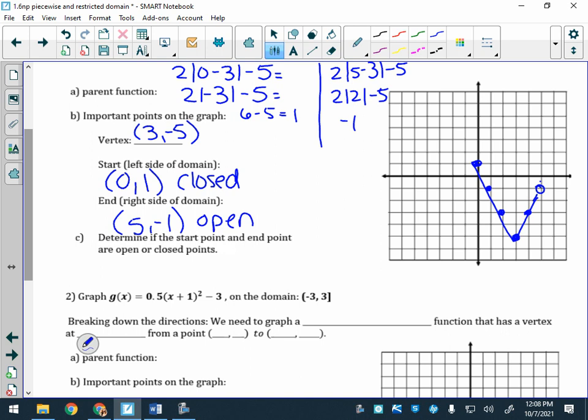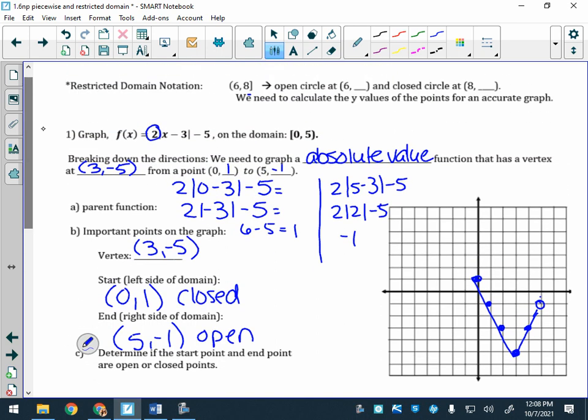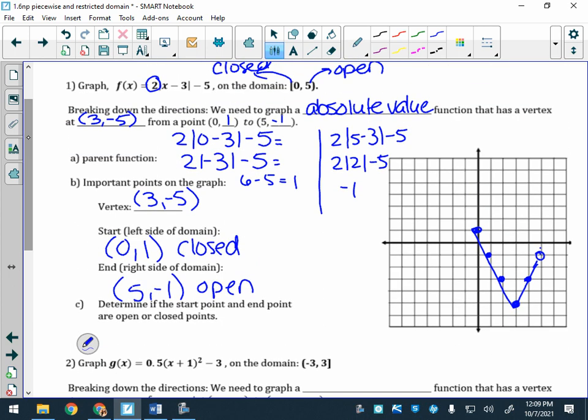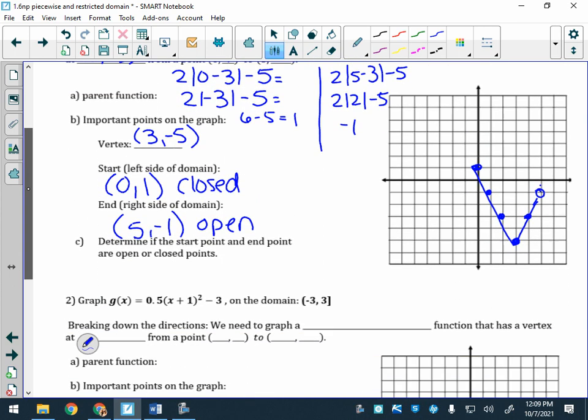Because there's a parenthesis around 5. Okay, so this is what closed and open. Okay, and for absolute value, you could use that a value as a slope or plug in x values that are between 0 and 5. How do you find the slope? For absolute value, it's the a value in front.